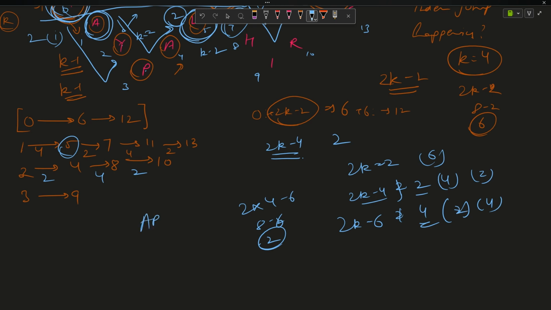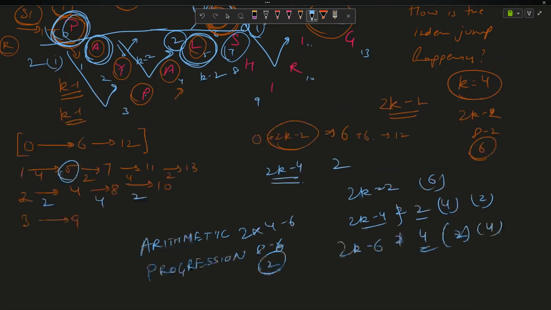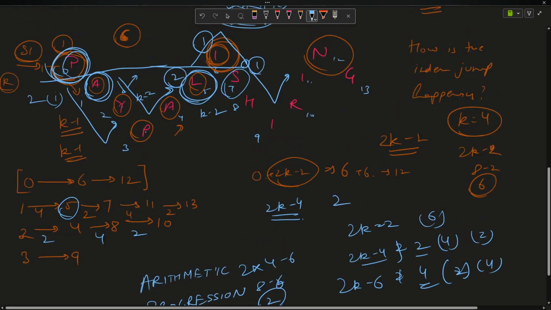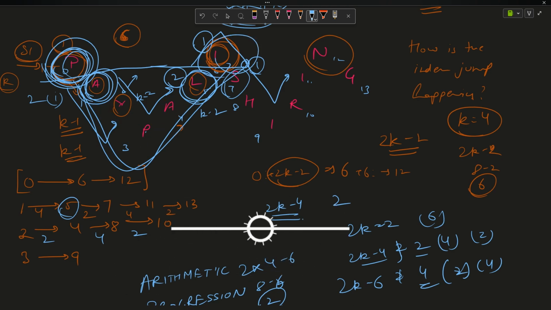AP means arithmetic progression. Hope you're clear with that. How did I get to the concept of AP? Because moving to P was actually using 6 iterations. Now in the case of A, my traversing has gone down by 2 because I don't have to traverse these nodes. I will just move my arrows from here to here.